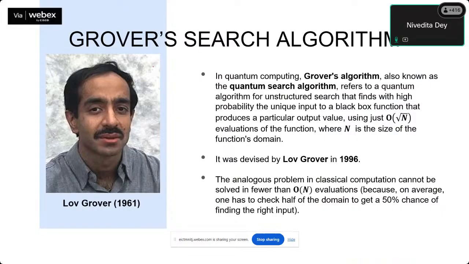Who discovered it? We talked about it. It's Lov Grover in 1996, who was a student of Peter Shor, who developed a very phenomenal quantum algorithm that can solve it in root n number of queries, or evaluations of the function. It can find the search item, or it can find whether that item is there in the list or not.